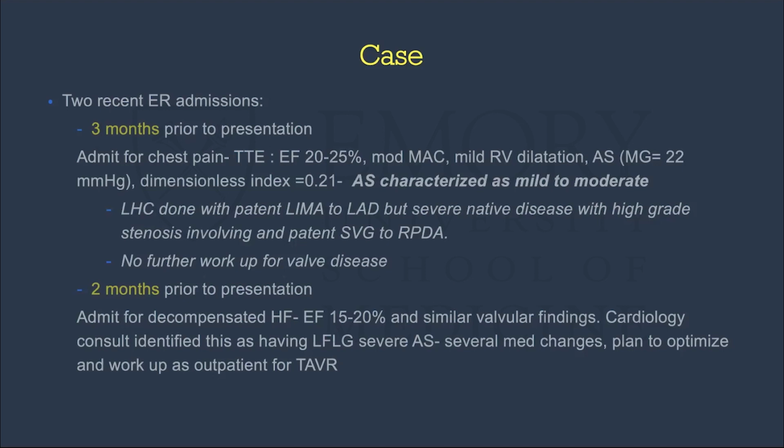No further workup was done except for left heart cath, which did show the severe native disease and the patent grafts. And 1 month after that, she also presented with decompensated heart failure, where her EF had steadily declined to 15-20%, and she had similar valvular findings. But this time cardiology was consulted and they diagnosed her with low flow, low gradient severe AS, and they made several medication changes, and planned to optimize and work up for outpatient TAVR.